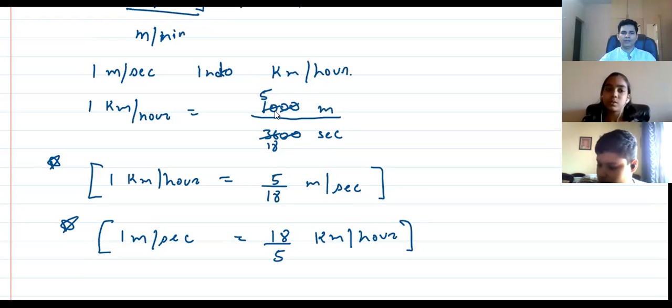1 kilometer is equal to 1000 meter, yes or no? I'll just put it 1000 meter. And 1 hour is equal to how many seconds? 3600. So I put it. Now I converted my kilometer per hour into meter per second, right? Now divide it, 1000 by 3600.